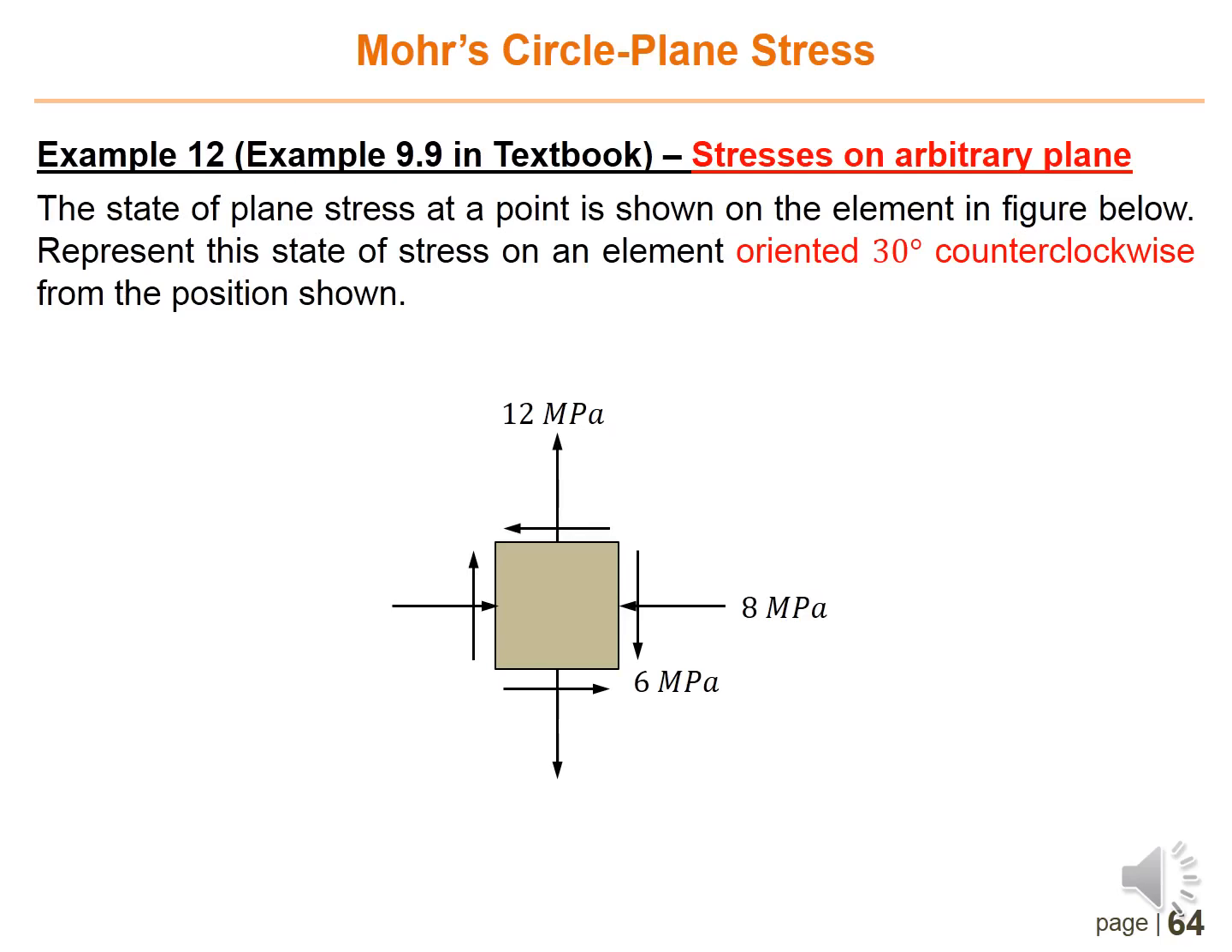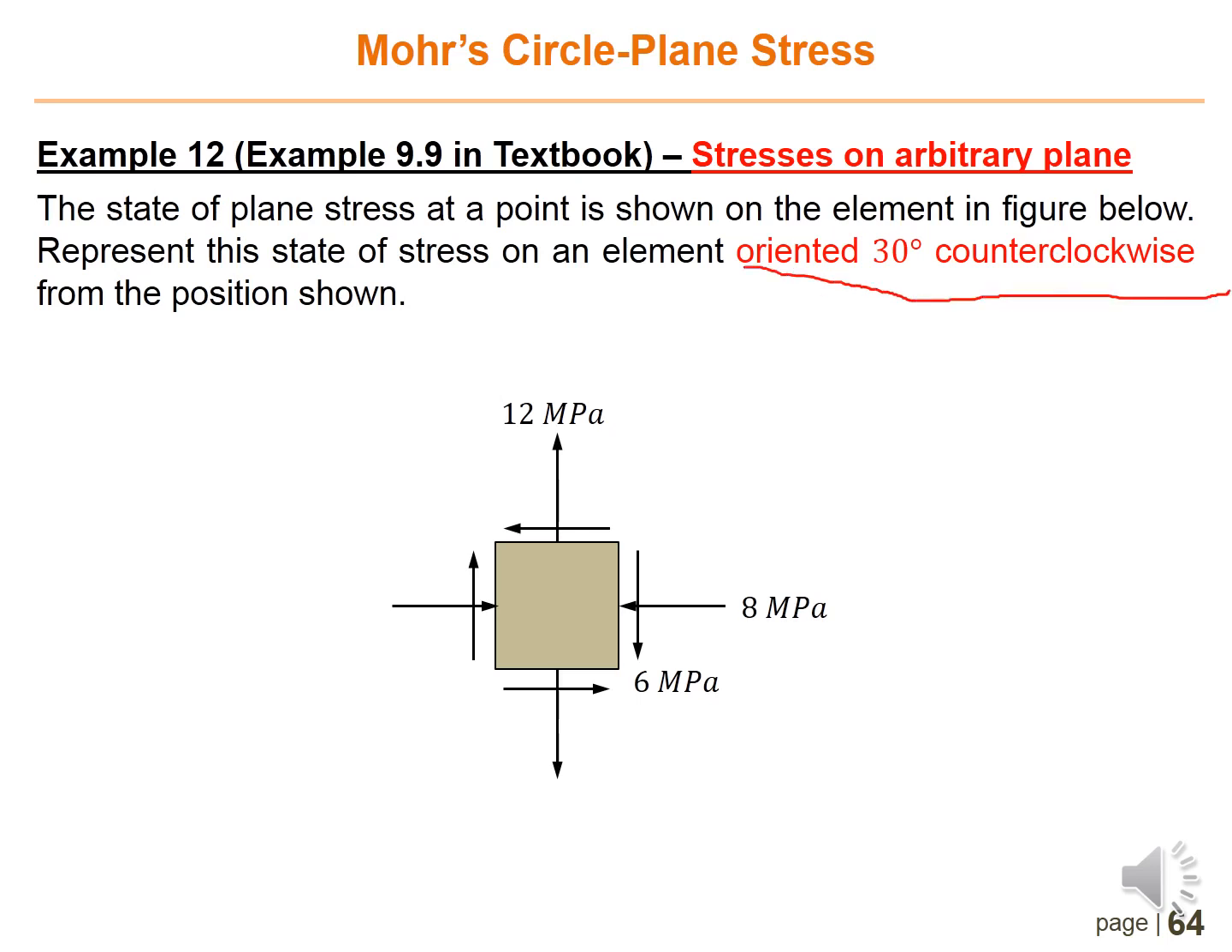Okay, so this is example 9.9 from the textbook, which is about determining the stresses on an arbitrary plane using the Mohr circle plane stress technique. The question is: the state of plane stress at a point is shown on the element in the figure. Then represent the state of stress on an element oriented 30 degrees counterclockwise from the position.